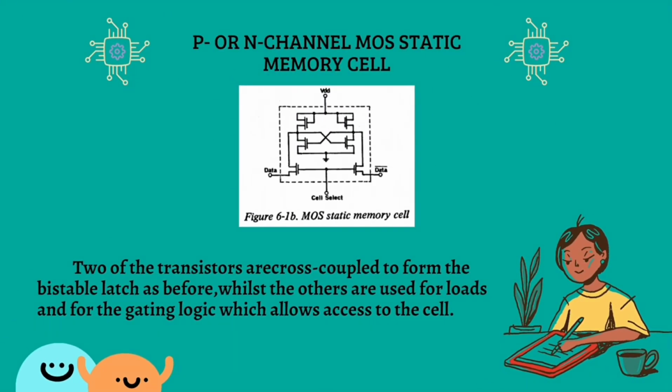P or N channel MOS static memory cell. In the figure, two of the transistors are cross-coupled to form the bistable latch as before, while the others are used for loads and for the gating logic which allows access to the cell.